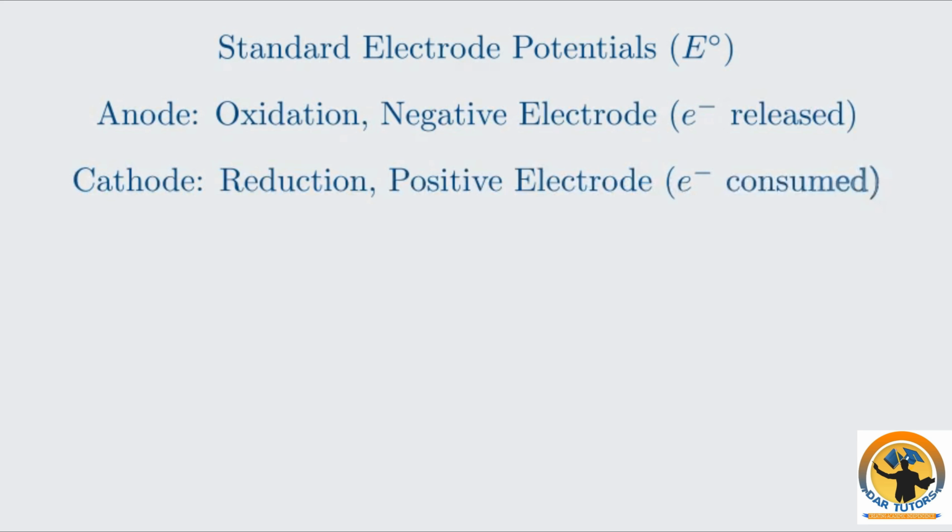The electrode where oxidation occurs is called the anode, and it is the negative terminal. Here, electrons are released. The electrode where reduction occurs is called the cathode, and it is the positive terminal. Here, electrons are consumed. This is a crucial distinction for understanding electron flow in a voltaic cell.